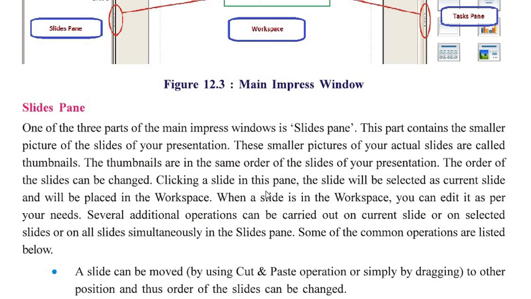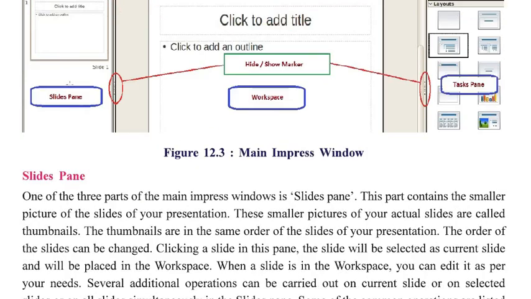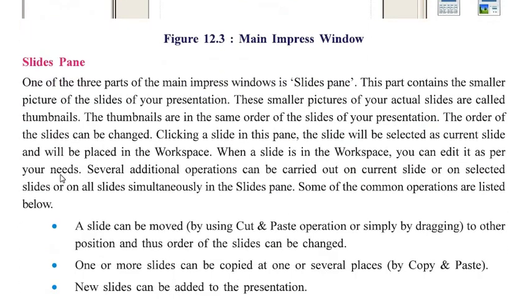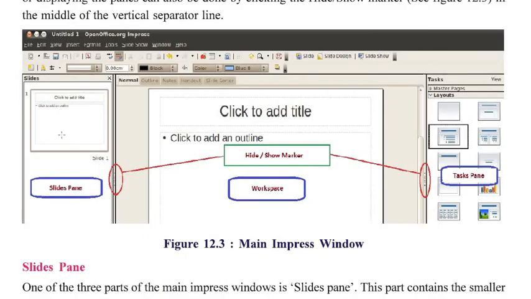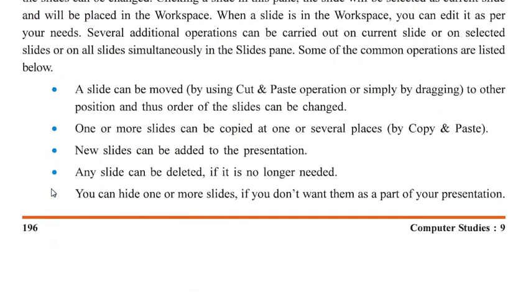Clicking a slide in the pane selects the correct slide, and it will be placed in the workspace. So suppose you want to work with the fourth slide, then if you click on the fourth slide, in this workspace the fourth slide will open. Like that way, whichever slide you want to use, you can use. Then another thing, slides can be moved. A slide can be moved by using cut, paste operation, or simply by dragging. If you want to change the order, you can move it by dragging and dropping also. Here you have to drag and drop, then you can change the sequence of the slide, or cut, paste.